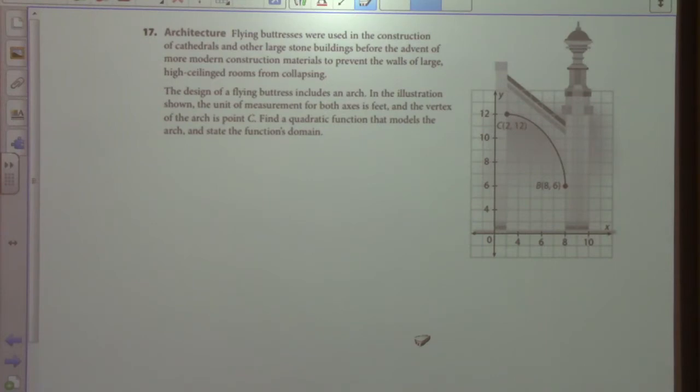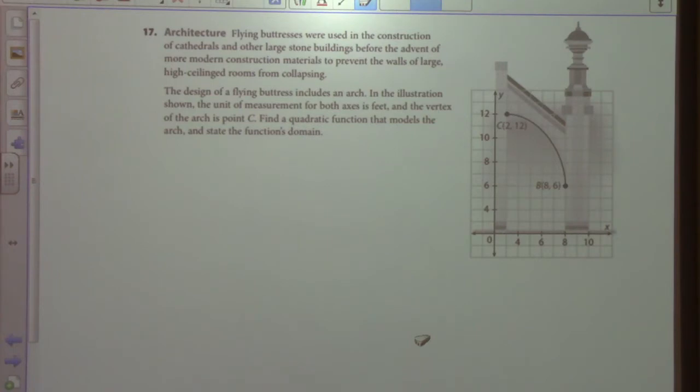And so what we're going to do is look at this particular flying buttress, which is sort of just a parabolic arch that creates weight support up above there, because you can see a considerable amount of building mass above that vertex there, can't you? So anyway, we are given 2 points, and we are being asked to find 2 things: a quadratic function that models the shape of that arch, plus to state that function's domain.